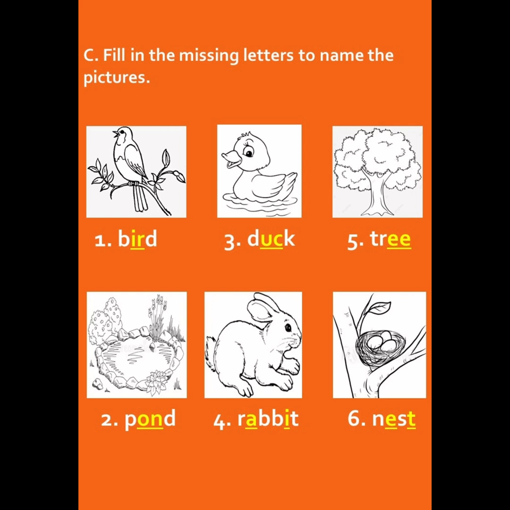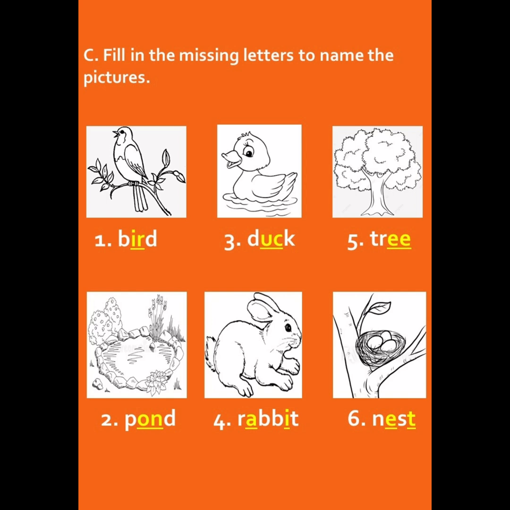There are 2 dashes. In 2 dashes we will write. We'll look at the picture. The picture is of rabbit. We will write A and I in the dashes. The word is rabbit. R-A-B-B-I-T, rabbit. Number 5 is T-R dash dash. Again 2 dashes are there and the picture is of tree. What will we write here? Double E. T-R-E-E, tree.